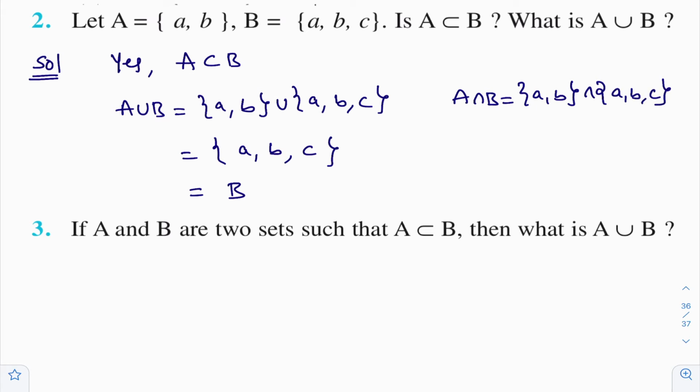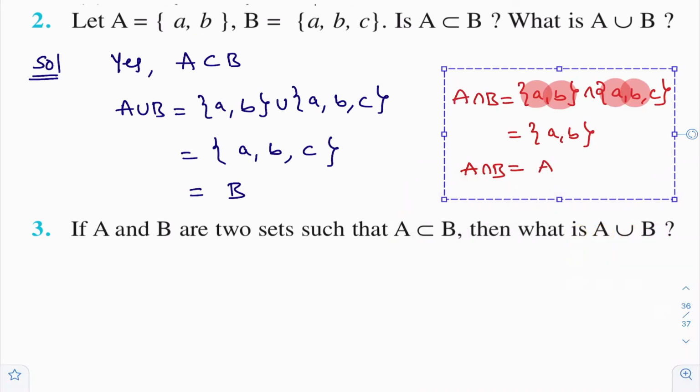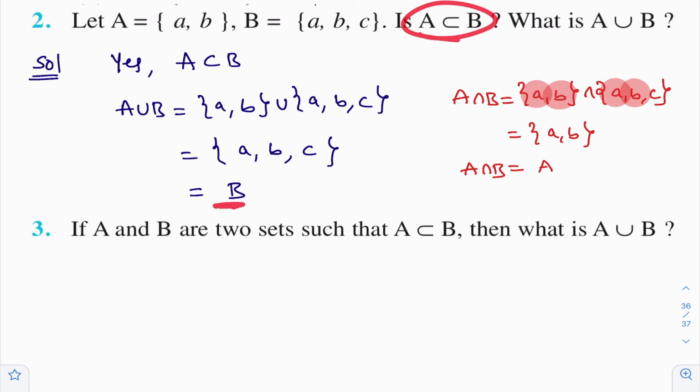Now you identify what elements are common in both. A is present, B is present. Both are present. So intersection means we will get common elements, right? A comma B. What is this? This is set A. I hope you are understanding. When A is a subset of B, listen please, A union B is B, and A intersection B is A. You need to remember this point.